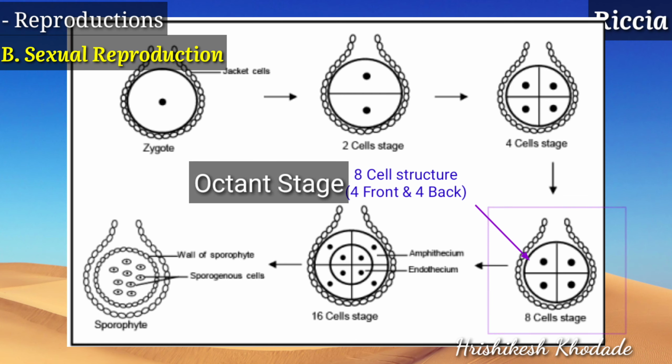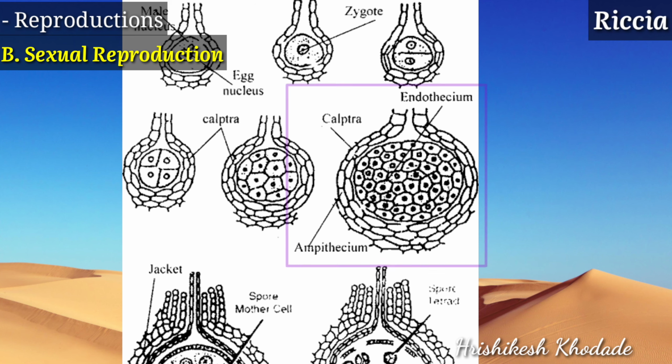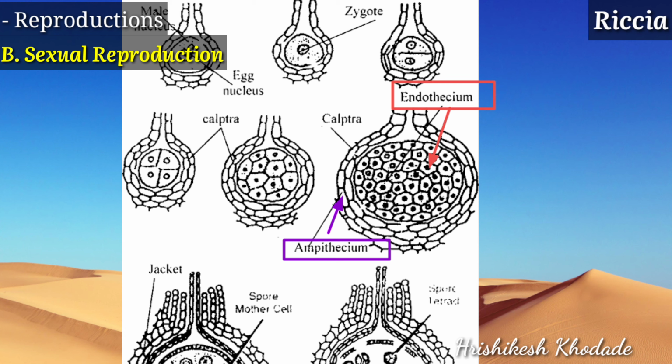The cells of the octant divide in all possible planes to form a spherical mass of 20 to 40 cells. The cells of the peripheral region divide by periclinal division to form the outer layer, the amphithecium, and the central mass of cells called endothecium. So the amphithecium and endothecium are the two types of cells of the embryo. Endothecium means inside cells and amphithecium means outside cells.